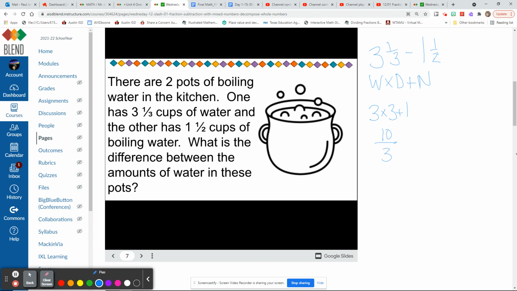So we have 10/3, and then we're going to do 1/2. So whole number is 1 times denominator, which is 2, plus our numerator, which is 1. So 1 times 2 is 2, plus 1 is 3. So we have 3 halves. So 10/3 minus 3 halves.